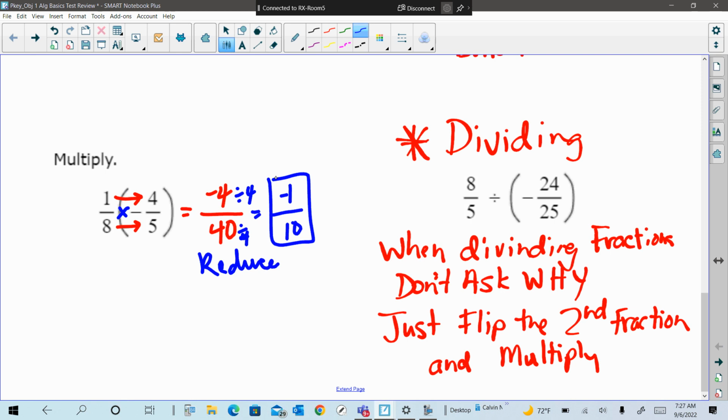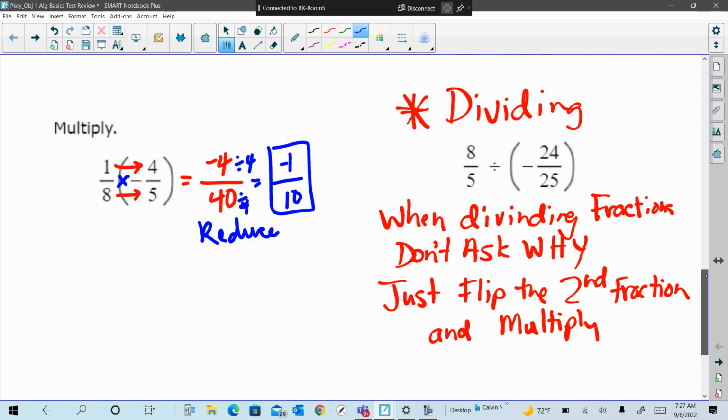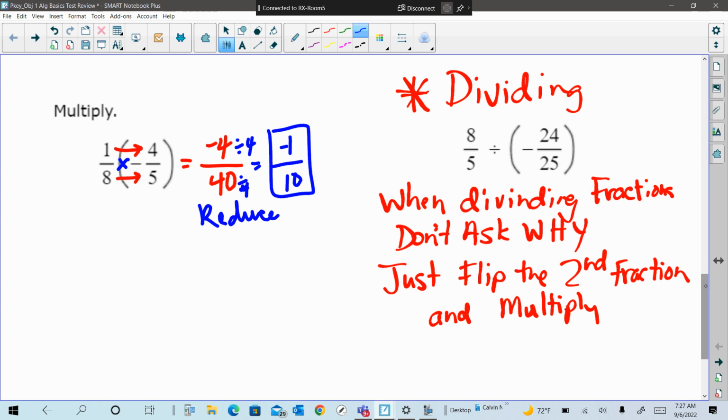Now dividing is a little different. So I have this little note or this little rhyme to help you recognize what to do for dividing. When dividing fractions, don't ask why. Just flip the second fraction and multiply. So the second fraction here is this -24 over 7. We're going to flip that, meaning what's on top goes on the bottom, bottom goes on top.